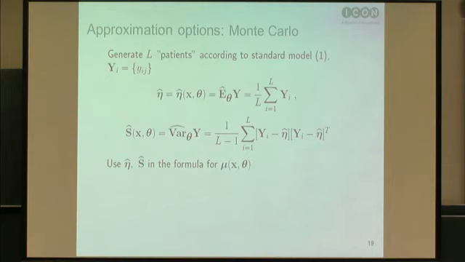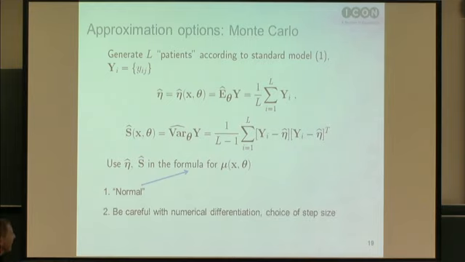To do this Monte Carlo for the calculation of the Fisher information matrix, you have to generate many artificial patients according to the study model, create the mean, create the estimate of the variance-covariance matrix, and use these estimators in the formula for the information matrix. Keep in mind that we are still using the normal formula, even though we know that it's not normal. And second, you have to be careful with numerical differentiation. The choice of step size is really important.